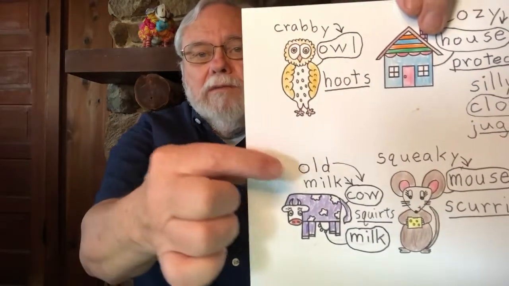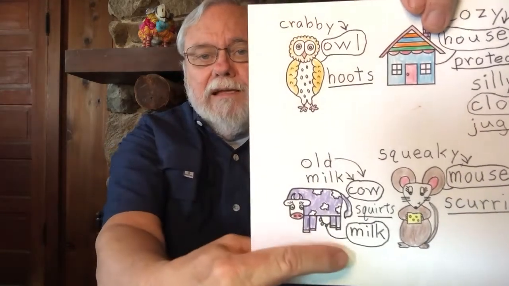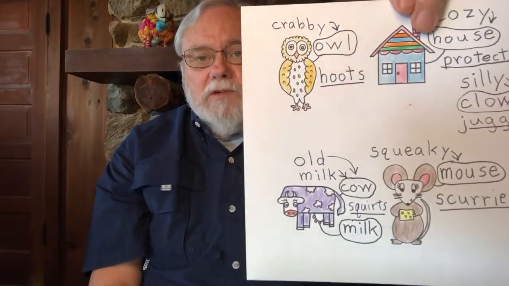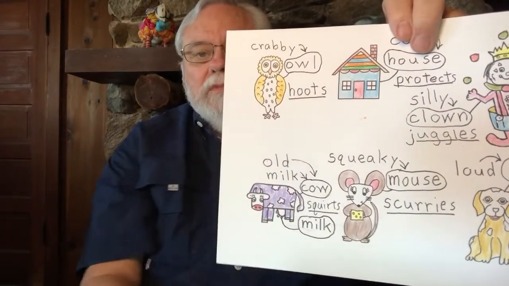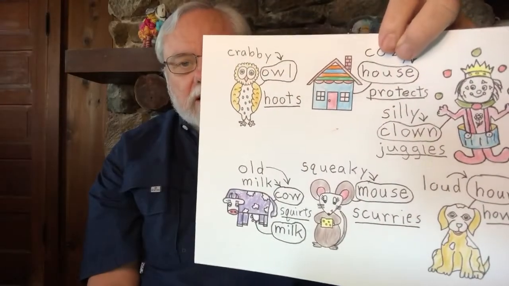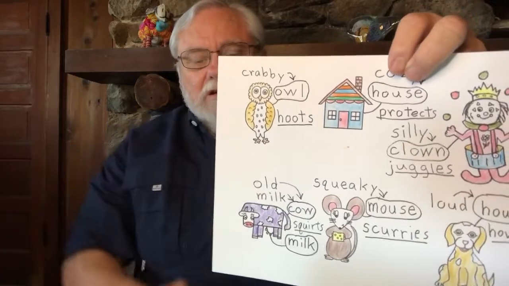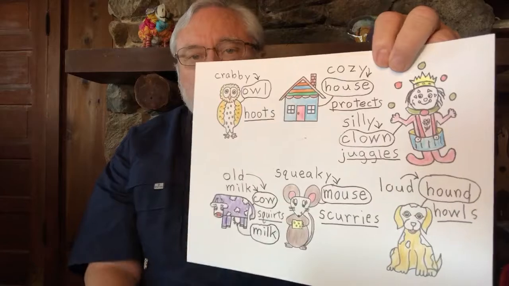So now milk was used as an adjective here to tell us what kind of cow it is, and it's used as a noun down here to tell us what it's squirting. Then we drew a picture of a mouse, and I labeled my mouse a squeaky mouse that scurries. What does it mean to scurry? It means to go really fast. So you can get a lot of these interesting words like scurry by making charts of the books that we read.